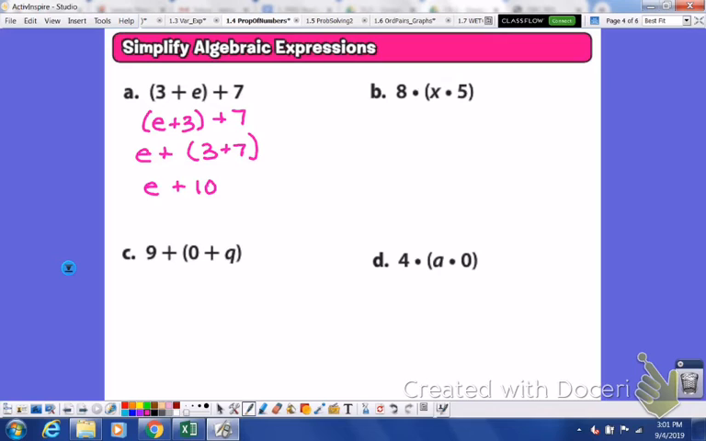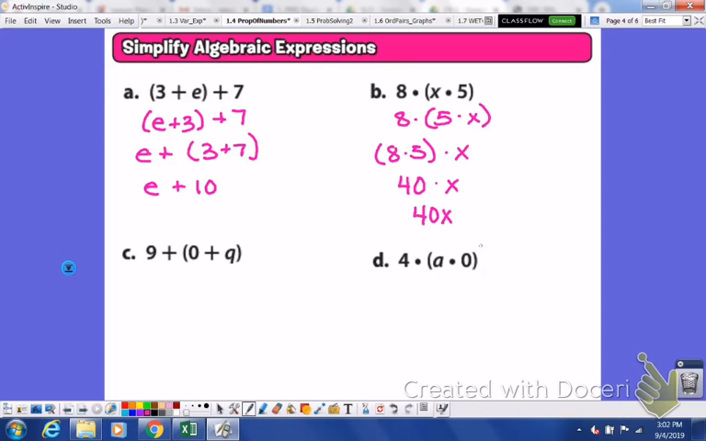Okay, in part B, same idea here. My commutative property tells me x times 5 is the same as 5 times x. And then my associative property tells me I can move my grouping to 8 times 5 times x. And I can now do 8 times 5, which is 40, times x, which is the same as 40x. Eventually, you're going to be seeing these problems and you'll be able to just do them without all these steps. But for now, since we're focusing on the properties, we want to show the properties that we're using.